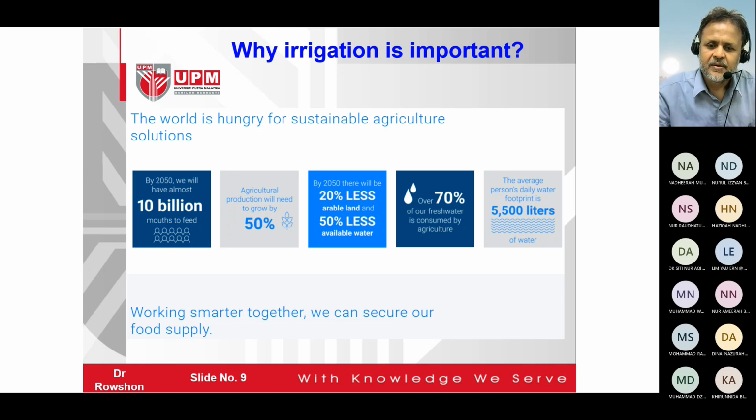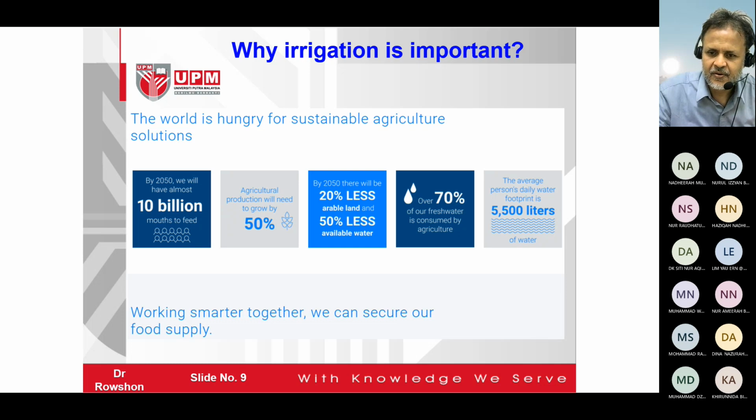So we need to improve the efficiency. Meaning we will have less water, so we need to grow crop with less water. We need to grow more crop. More crop means maybe 50% more by 2050, because population will increase. We grow more crop with less water in future. So we have to prepare from now.